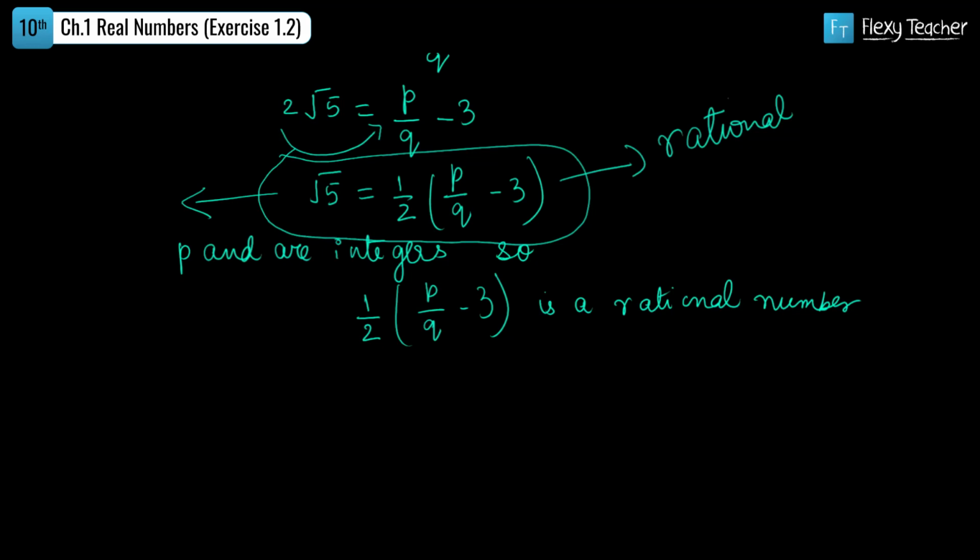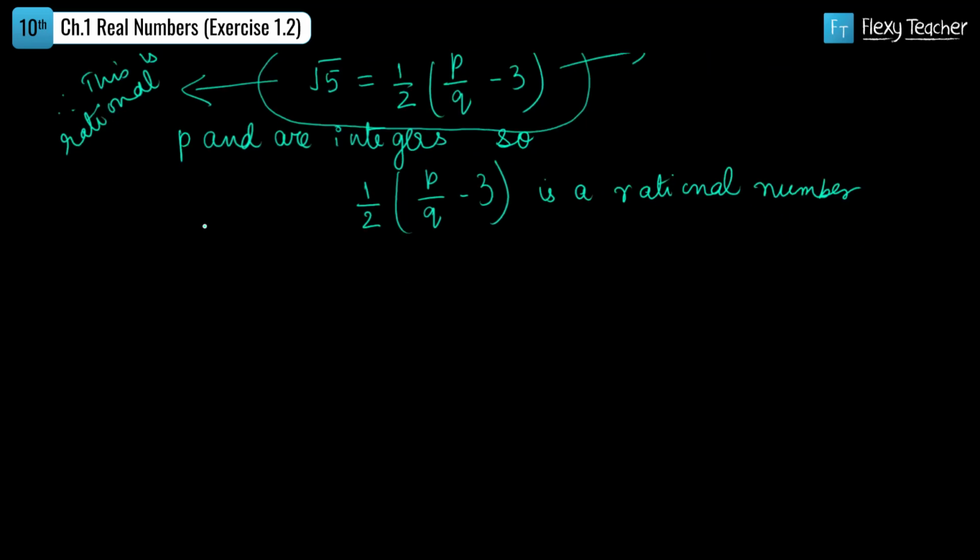Because it contradicts our fact, we may conclude that 3 plus 2 root 5 is an irrational number. Okay. So, we are contradicting our fact, and hence we conclude that 3 plus 2 root 5 is an irrational number.